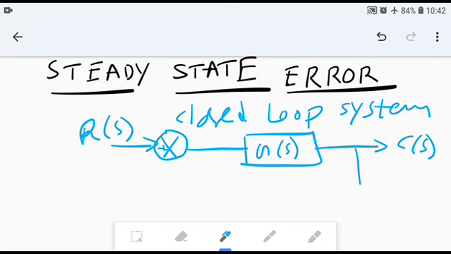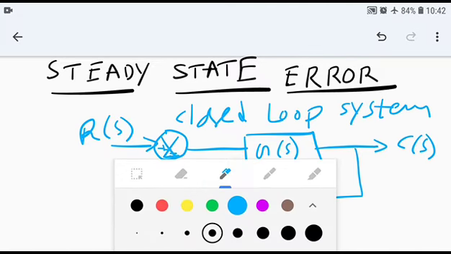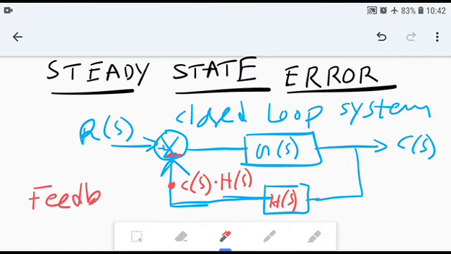Now we are going to take the feedback from the output towards the input. In between we have H(s). This H(s) along with C(s) gives the feedback signal, which we give as minus to the summing point, representing a negative feedback. At this point we get C(s) into H(s), which is called the feedback signal.